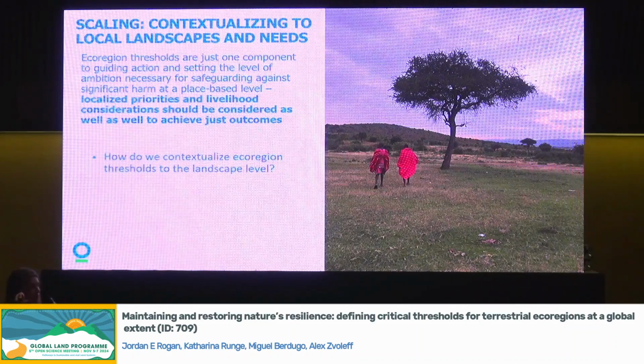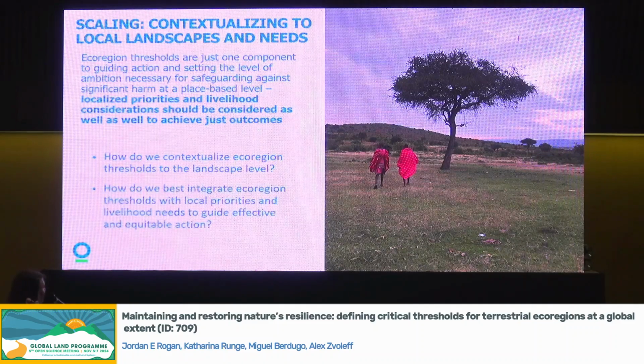So some key questions to ask are, how do we contextualize these thresholds to the landscape level? And how do we best integrate ecoregion thresholds with local priorities and livelihood needs to guide effective and equitable action?